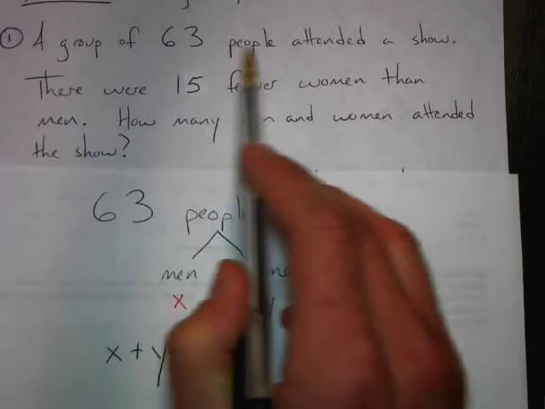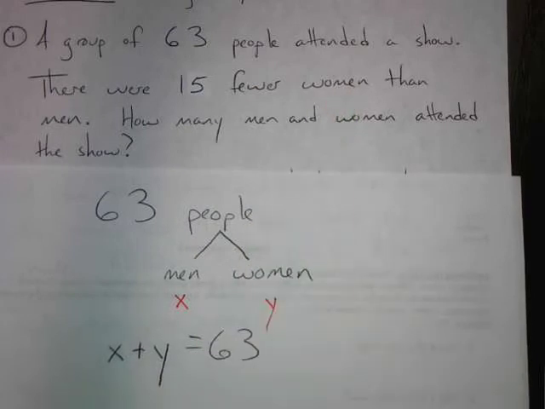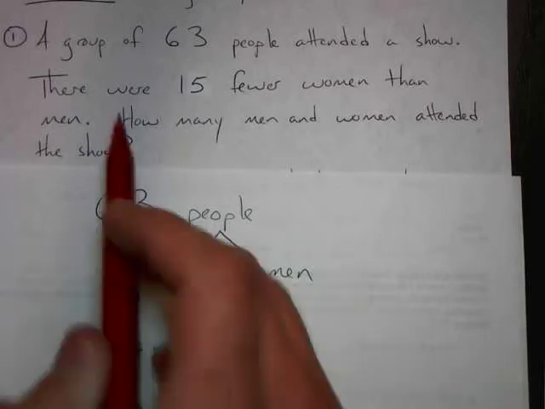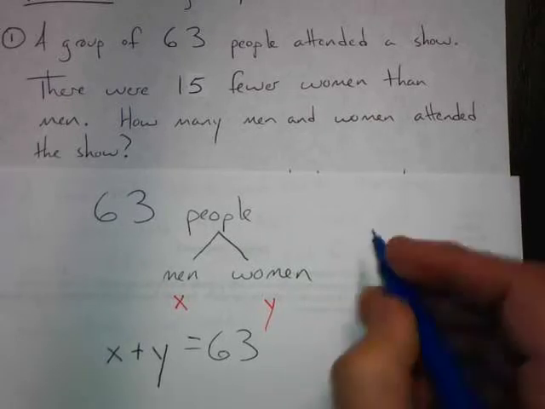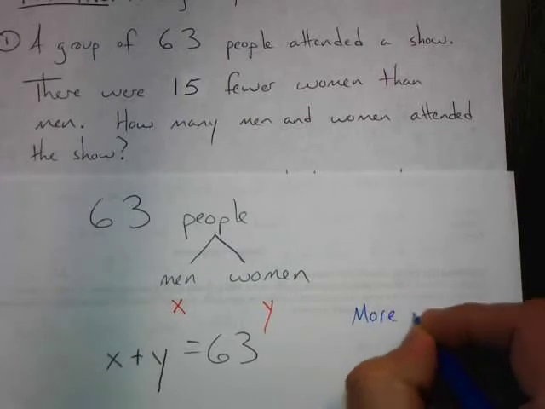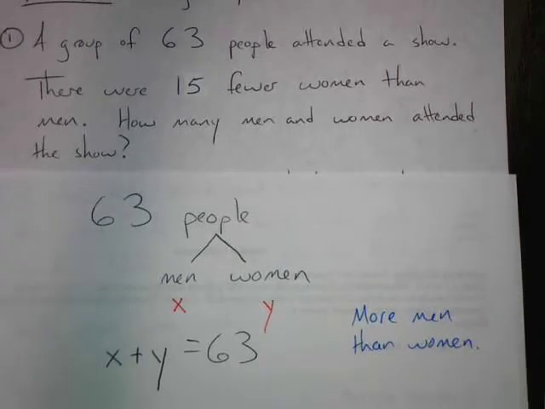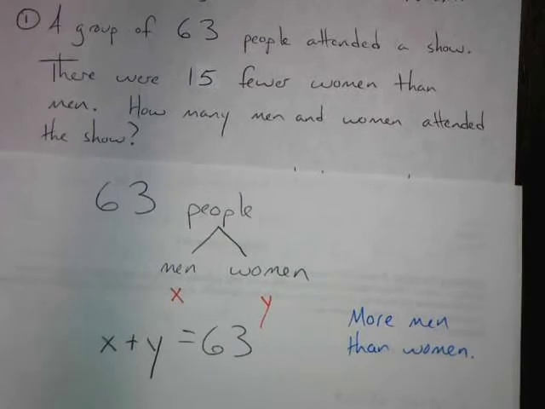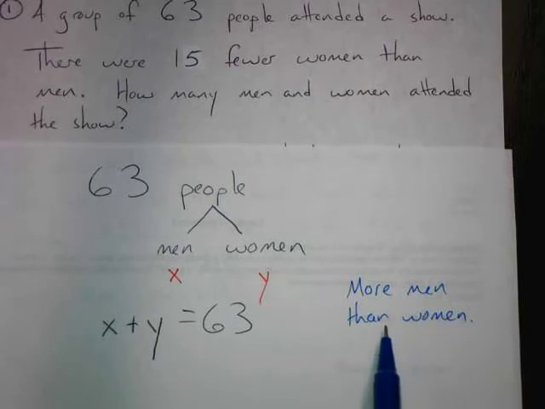So we have a group of 63 people attended a show. Done. There were 15 fewer women than men. Interesting. What does that mean? There are 15 fewer women than men, so what are we going to have more of? By reading that sentence, we can tell already we're going to have more men than women. Hopefully you can read and think and come to that conclusion. No matter what happens, based off of that sentence, we're going to have more men than women. So that's going to help set up this second equation.